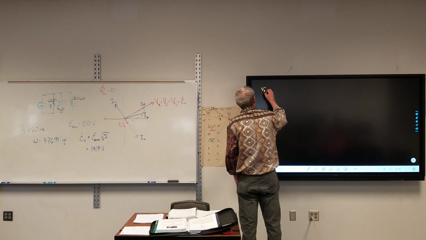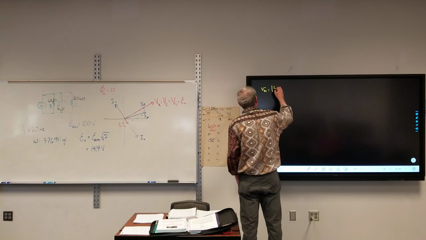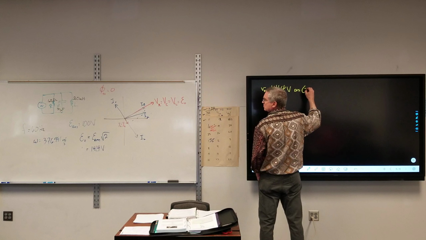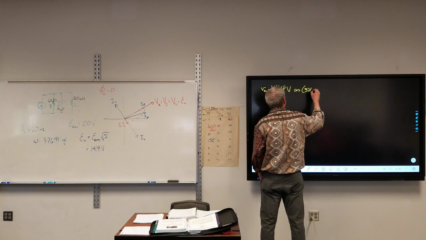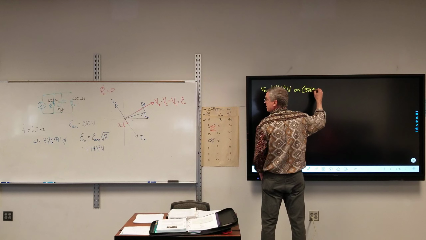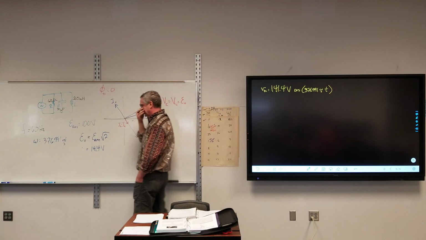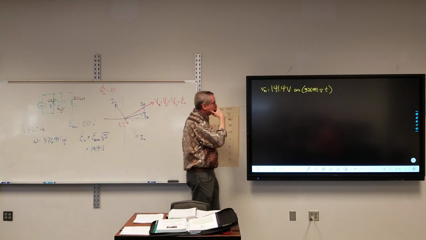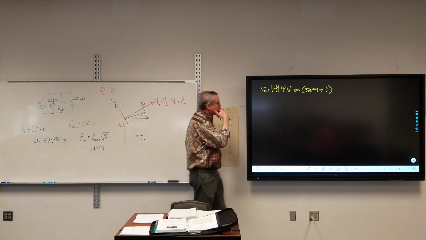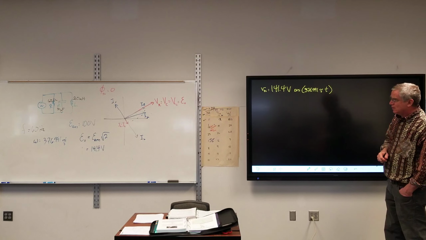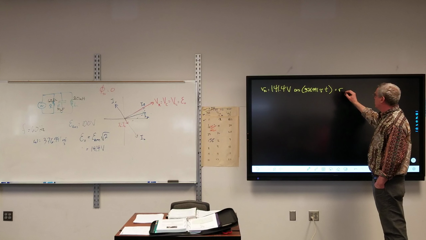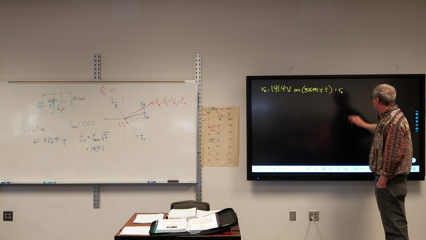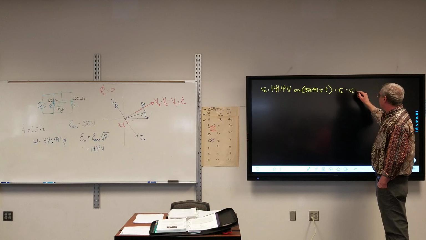So the voltage for the power supply is equal to 141.4 volts times the cosine of 376.991 radians per second times time plus 0. Matter of fact, we know more than that because it's a parallel circuit. So that would also be the voltage for the resistor, which is equal to the voltage across the capacitor, which is the voltage across the inductor.